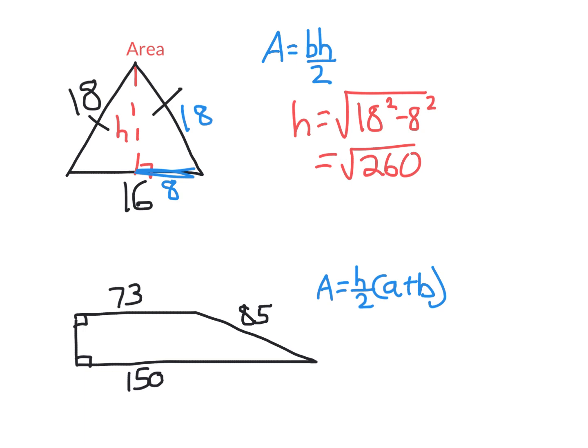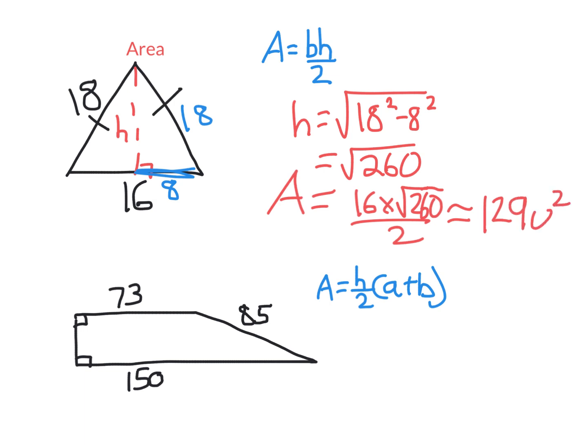Now I want to leave my answer as root 260. That's the exact answer. Why is that? Because I'm now going to use this in a subsequent step. I'm going to use it in my next calculation, so I want it to be exact. So the area of this triangle is going to be the base of the triangle, which is 16, times the perpendicular height divided by 2. And if you put that straight in your calculator, you get about 129 units squared. I wanted to use root 260 rather than have it rounded because that would introduce an inaccuracy at this step.